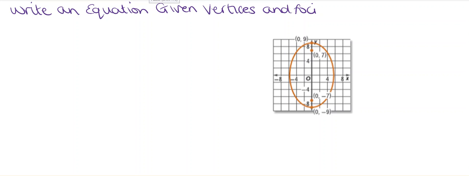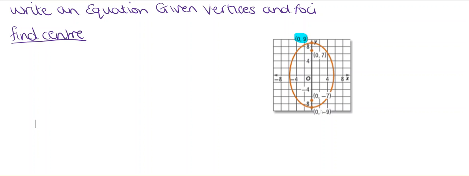Okay, so we have an ellipse and we're asked to write an equation, and we're given the vertices and foci, and it's in graph form. So the first thing we need to do is to find the centre. To do this we can take our points, the coordinates.